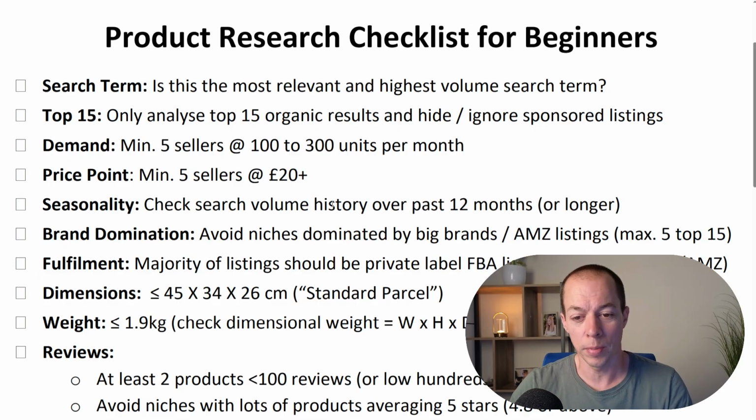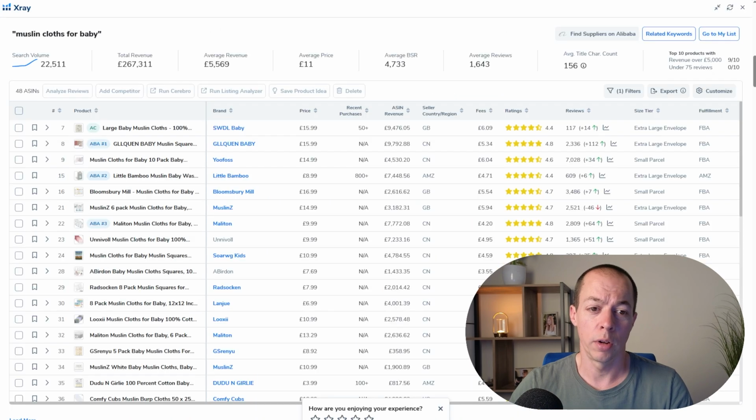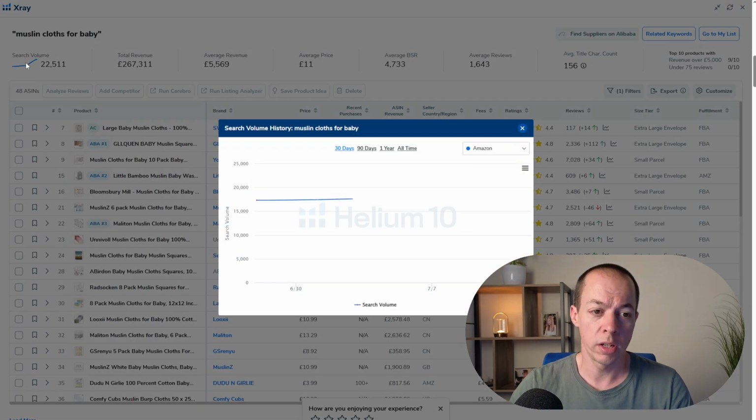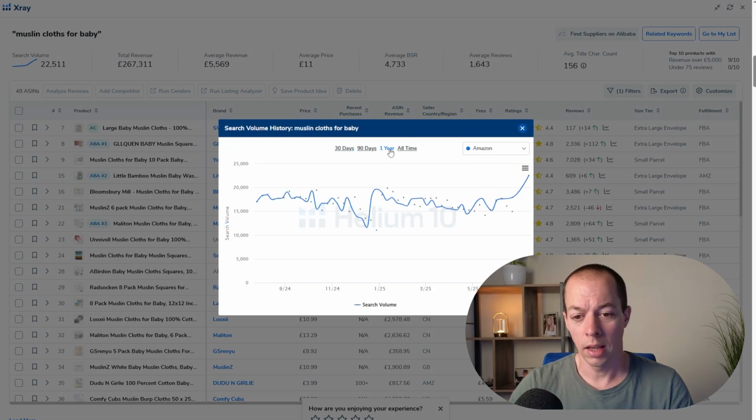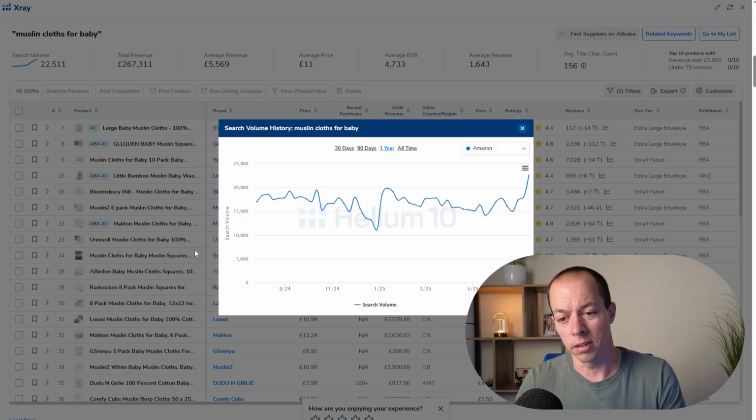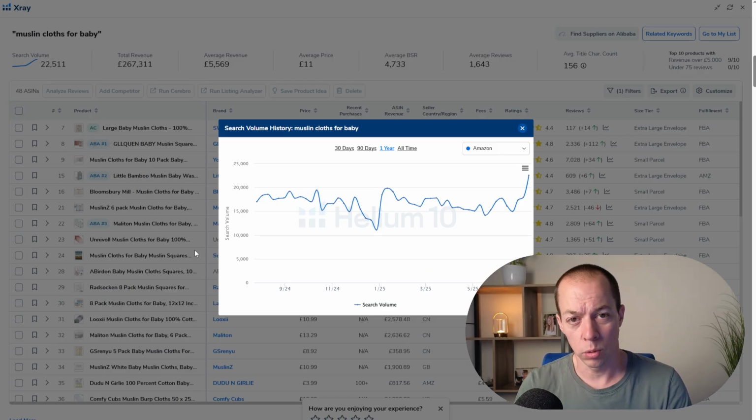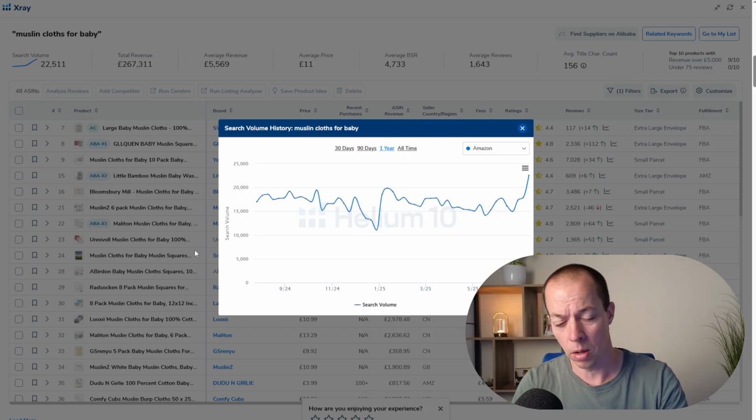Seasonality. Check the search volume history over the past 12 months or longer if preferable. So if we come back to these muslin cloths for baby, the reason we look at the search volume history is this is the most reliable indicator of how well this product sells throughout the year. And generally speaking, you want to avoid products that are hugely seasonal. So products that only sell well at Christmas or products that only sell well during the summer, etc.